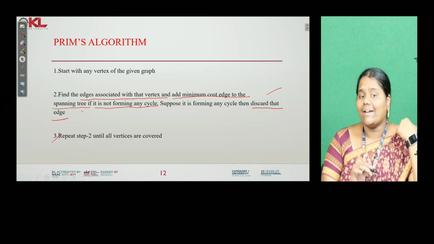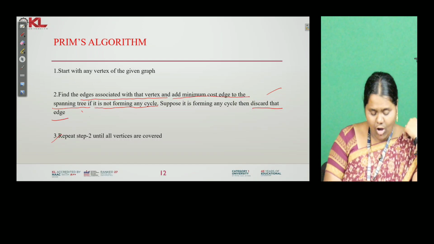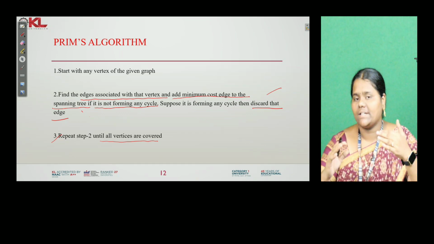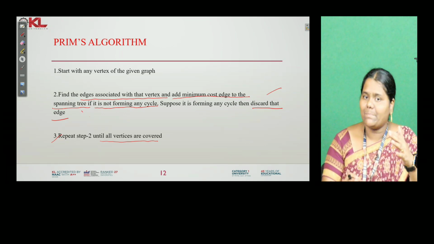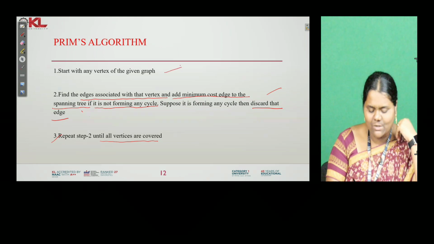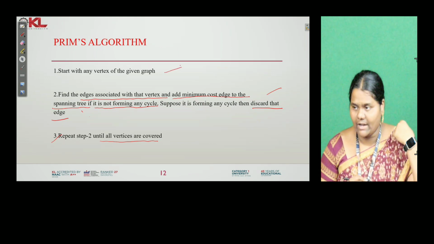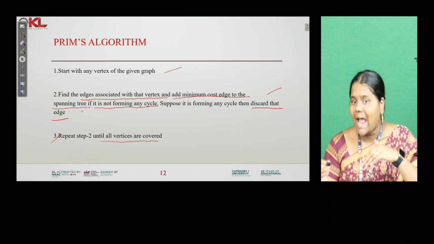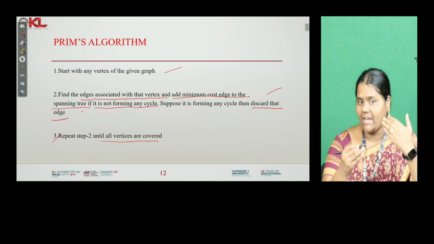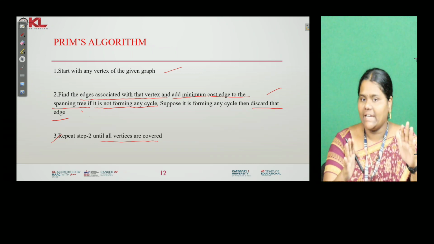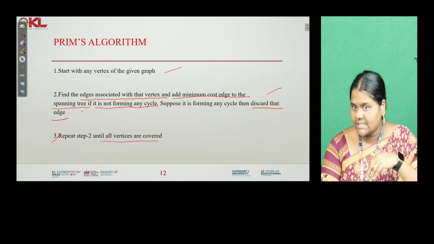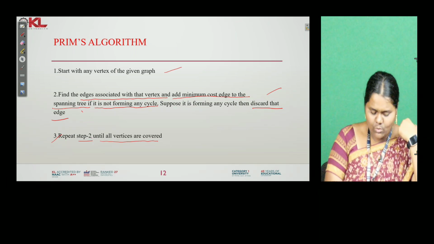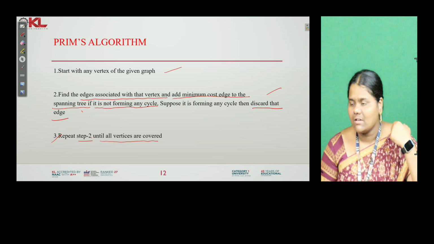Third step is repeat step 2 until all the vertices are covered. So, these are the 3 steps we have to follow for Prim's algorithm. First one is start with any vertex of the given graph. Second one is find the edges associated with that vertex, add the minimum cost edge to the spanning tree if it is not forming any cycle. Suppose it is forming any cycle, then discard that particular edge. Repeat step 2 until all vertices are covered.